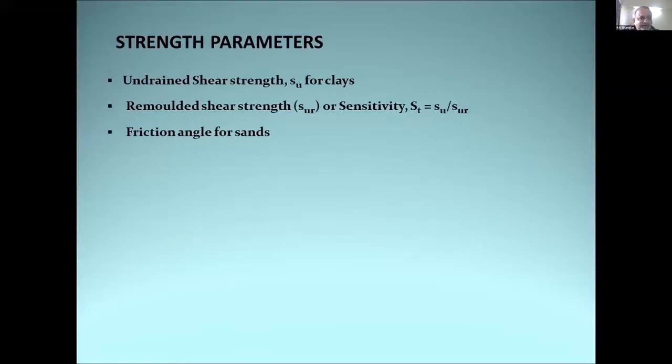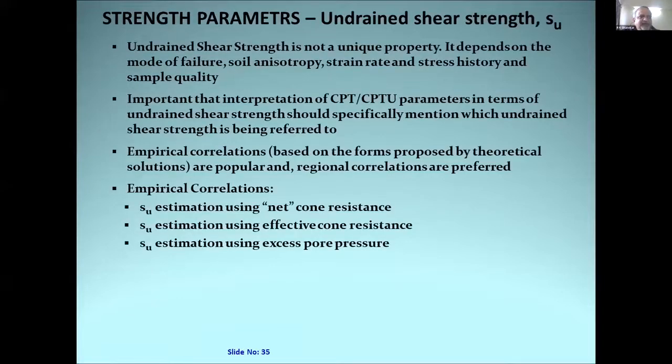Now coming to strength parameters. One of the most important parameters is the undrained shear strength, Su, for clays. Then we have remolded shear strength or sensitivity, and the friction angle for sands. As we know, undrained shear strength is not a unique property of the soil. It depends on the mode of failure, soil anisotropy, strain rate, stress history, and also the sample quality on which the testing has been done. So it is important that the interpretation of CPTu parameters in terms of undrained shear strength should specifically mention which undrained shear strength is being referred to as reference value.